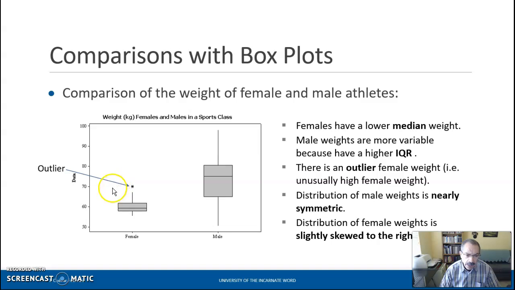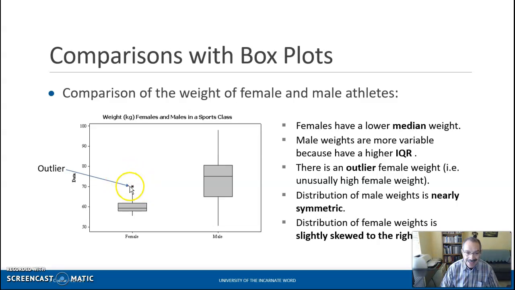Now, if you look at the female athletes' box plot for their weights, then you see that the median is closer to the first quartile. The lower whisker is shorter than the upper whisker, and there is an asterisk on the upper side. These are the telltale signs of a positively skewed distribution. So the weights of the females are positively skewed towards the high weights.